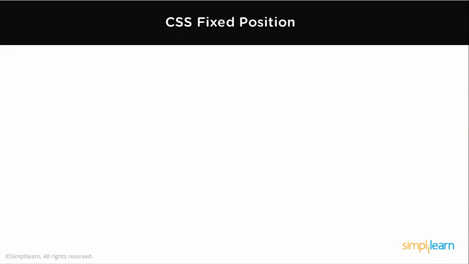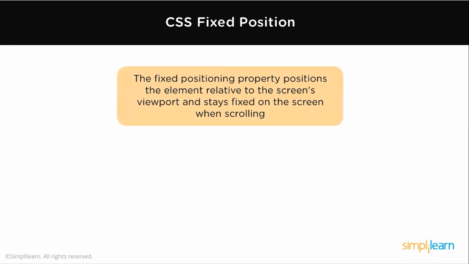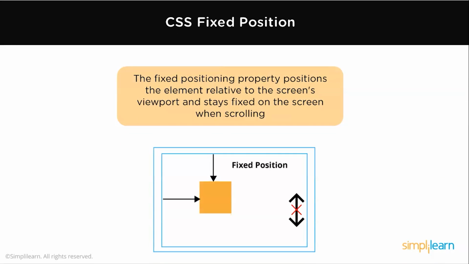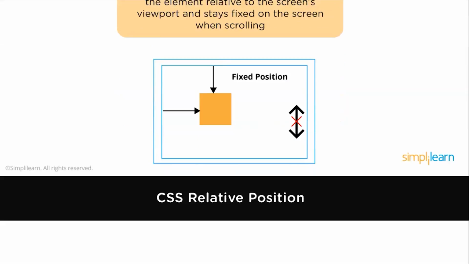The next is CSS fixed position. The fixed positioning property helps to put the text fixed on the browser. The fixed text is positioned relative to the browser's window and does not move even when you scroll the window.